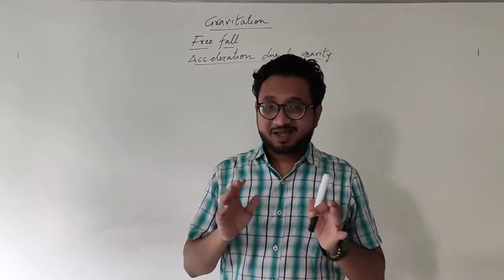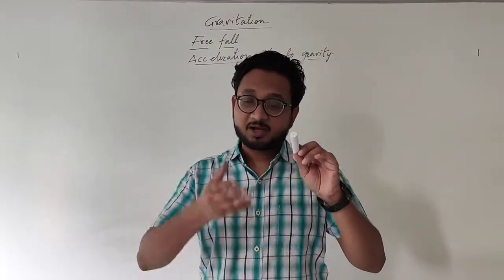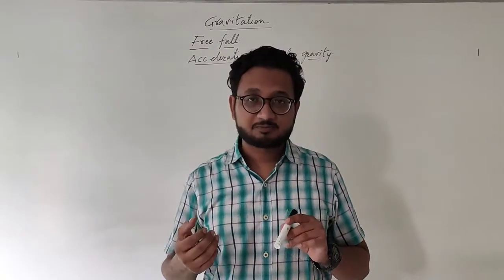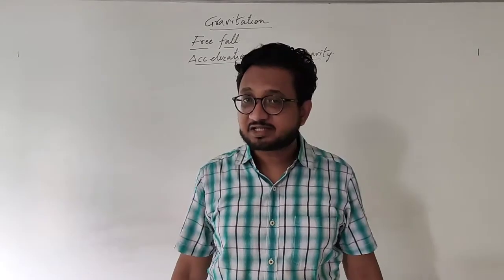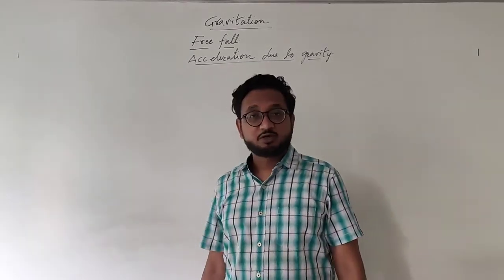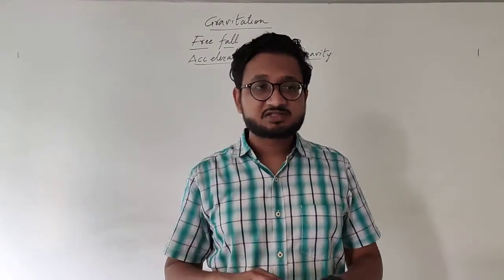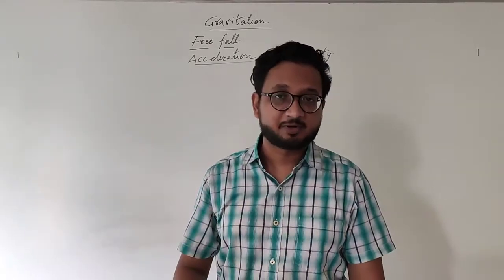Okay? So imagine you have two objects. One is this marker and on the other hand I have a feather, or let's say a paper. I keep both of them at the same height, and when I release them, both the objects will fall down. But which one will fall quickly? Yes, you guessed it correct. The answer is marker. The marker will fall before the paper.